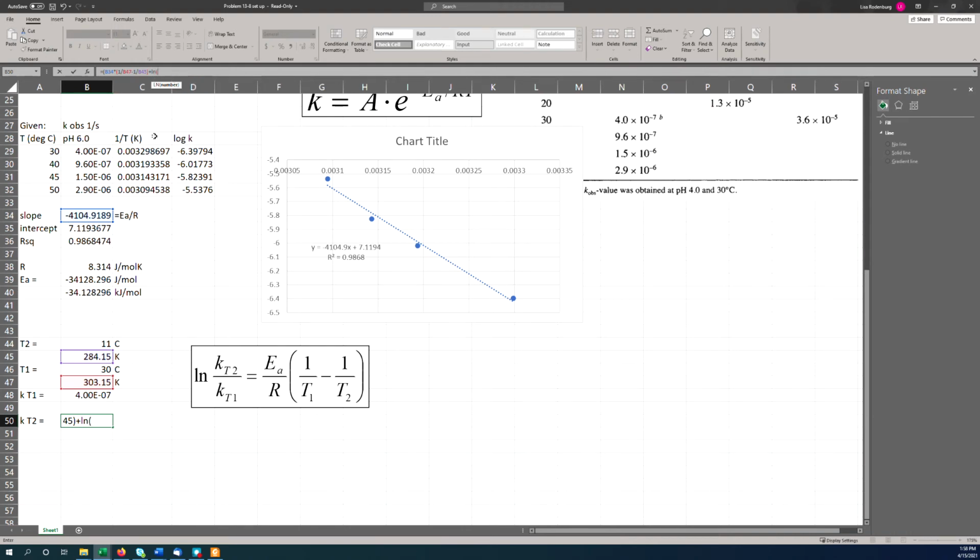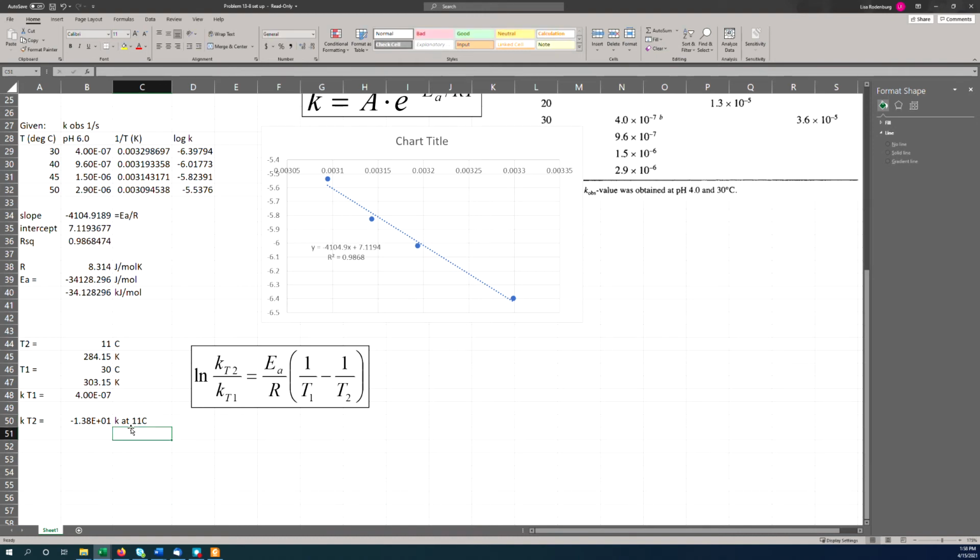Oh, you know what? I just realized I made a mistake. But that's okay. I can fix it very easily. Okay, ln of k at T1. Boom. Found a typo. Sure, that looks good. Okay, so this is now our k at 11 C.